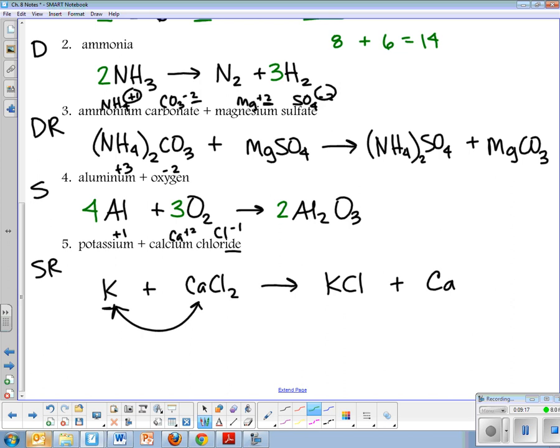So to balance this, chlorine is what doesn't work out right now. I have 2 on the reactant side, so I put 2 here. And that changes my K, so I need a 2 in front of K. So that's how you write products. Make sure you're following those steps and balancing at the end.